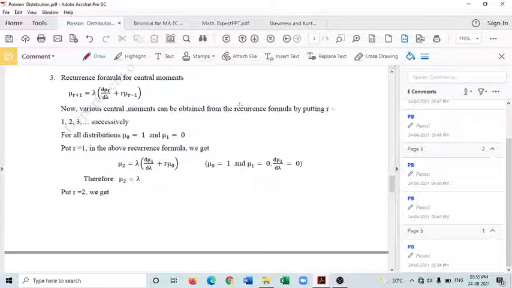Yes, now in this video we continue our properties of Poisson distribution. The next interest is the recurrence formula for central moments. This recurrence formula for central moments will offer the higher order moments of the Poisson distribution.